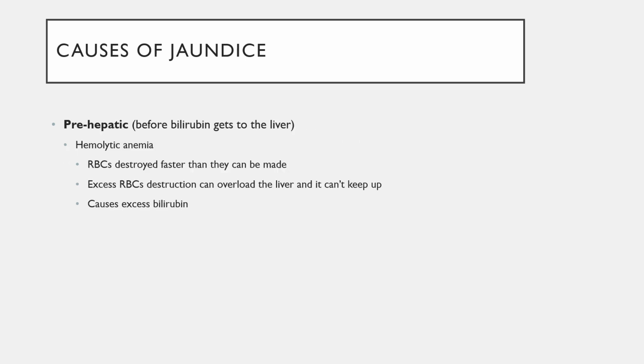Let's start upstream. Prehepatic jaundice is typically caused by hemolysis. Red blood cells are being destroyed faster than the body can replace them. Remember, red blood cell lifespan is approximately 120 days, but in hemolytic disorders, that timeline gets dramatically shortened. Now the liver is suddenly drowning in unconjugated bilirubin. And here is the key point. The liver is functioning normally. It just cannot keep up with the workload.